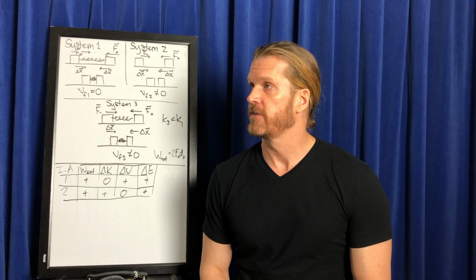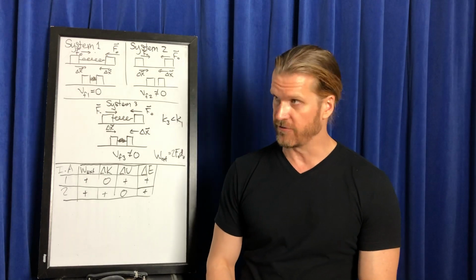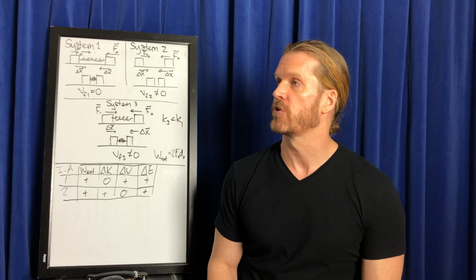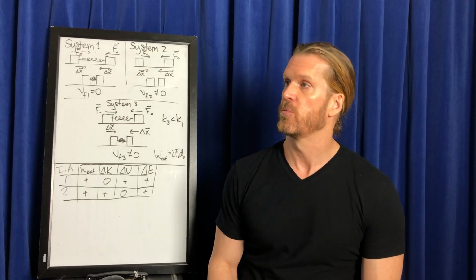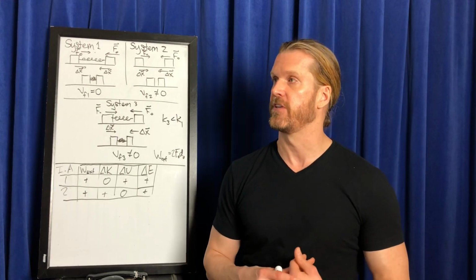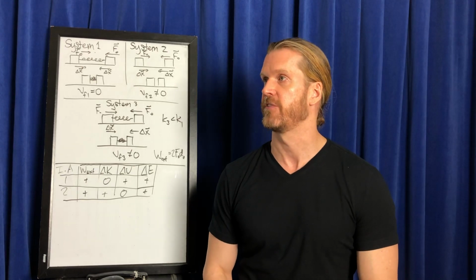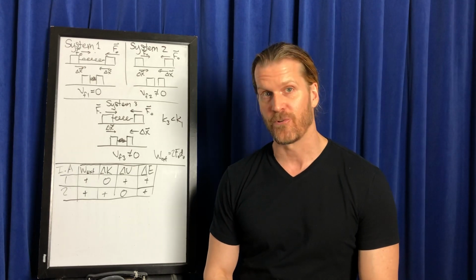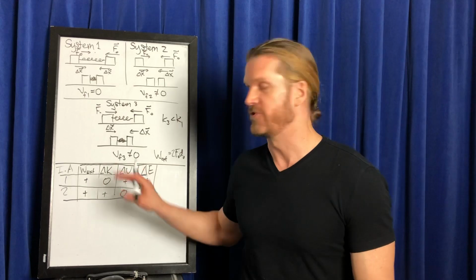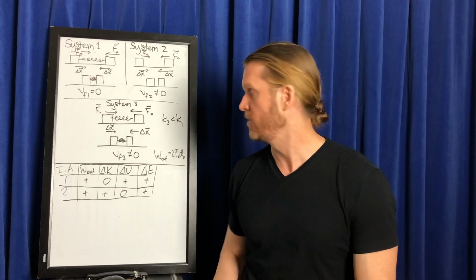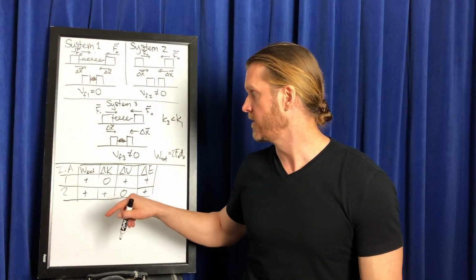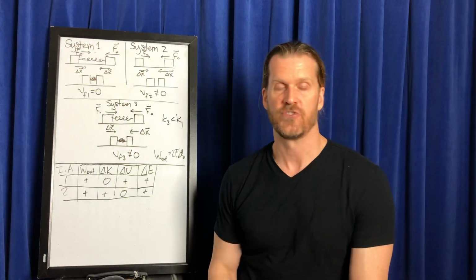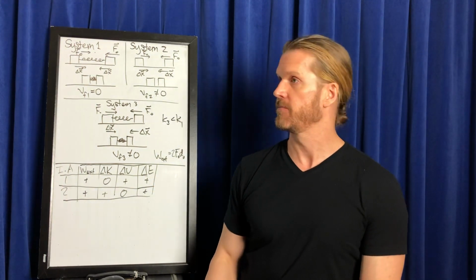Student 2 says the total energy of a system can change if something is doing work on that system. The net work done on a system by external forces is equal to the change in total energy of the system. Student 2 is correct. That's exactly what we just showed here in this table. The net external work gives you the change in total energy of the system.